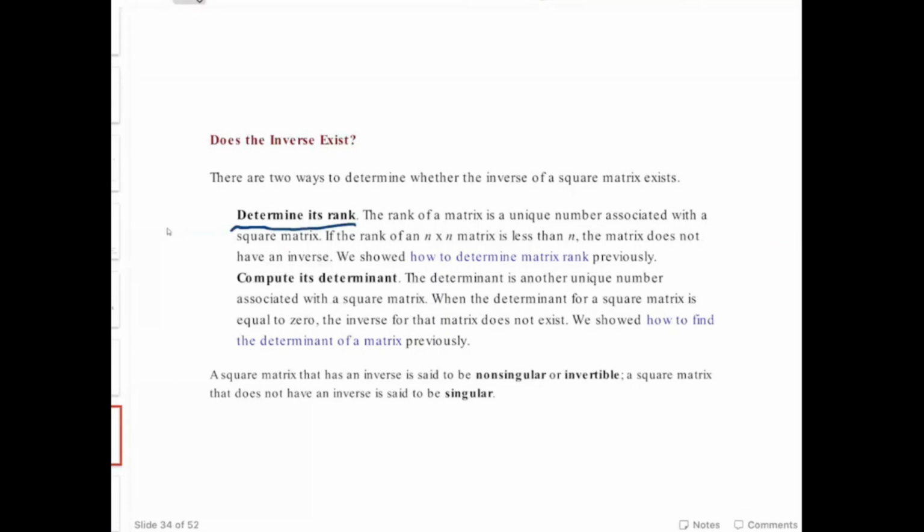The rank of a matrix is a unique number associated with a square matrix. If the rank of an n by n matrix is less than n, the inverse does not exist, or the matrix doesn't have an inverse. Many use the determinant as the deciding factor. When the determinant of a square matrix is equal to 0, the inverse for that matrix does not exist.